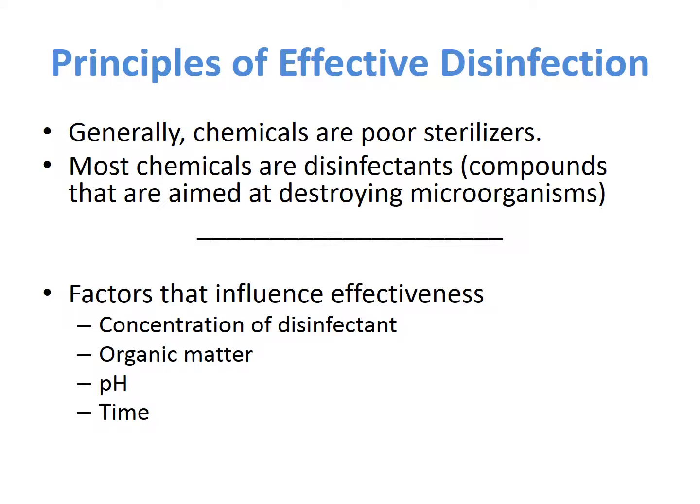The presence of organic matter such as proteins, lipids, etc. can actually reduce the effectiveness of some chemical disinfectants. pH is also a factor for many chemicals. They must be used at the proper pH in order to be effective. Outside of that pH, these chemicals lose their effectiveness.